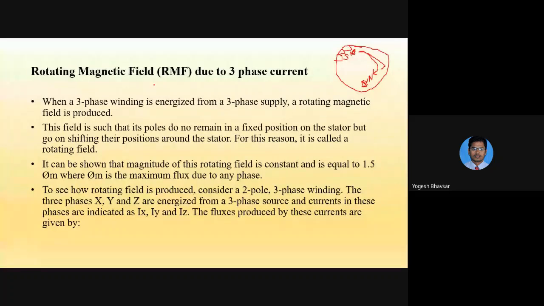In squirrel cage there will be rotor conductors, rotor bars, which are made from thick copper strips or aluminum strips, and in wound type there will be the same number of turns as that of the stator. So this is the difference. So we can say the three-phase induction motor is a rotating transformer.